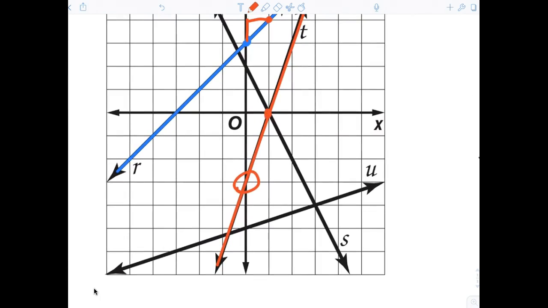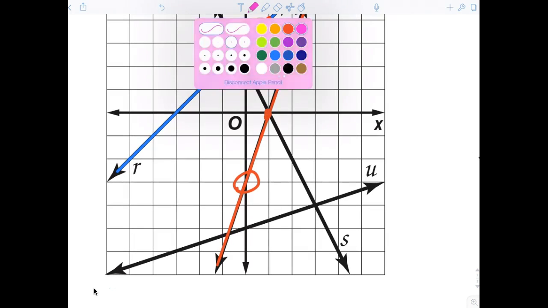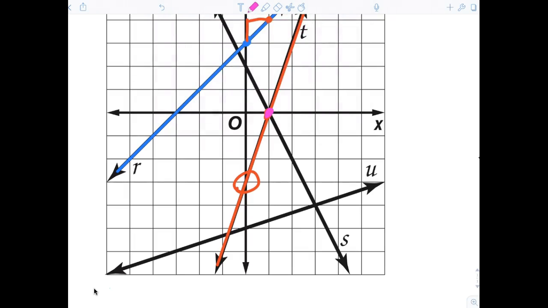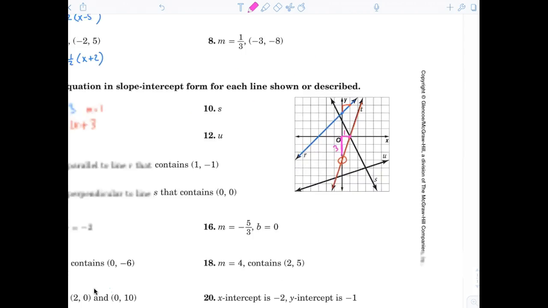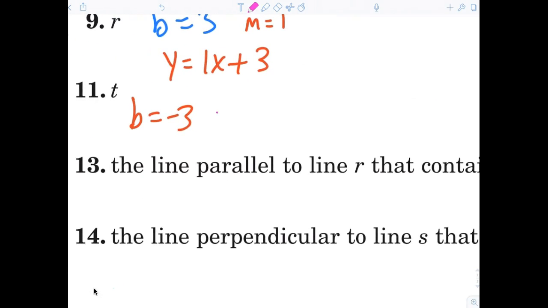This point looks good to me right here. Right, that point right there looks good. So up 3 and over 1. So the slope is what? So m equals 3. So your equation would be y equals, beautiful, y equals 3x minus 3. I don't think that's that hard.